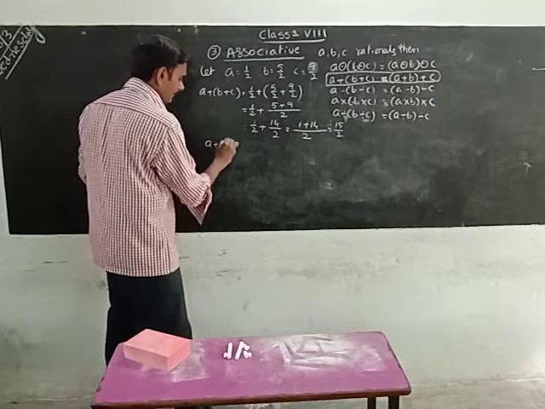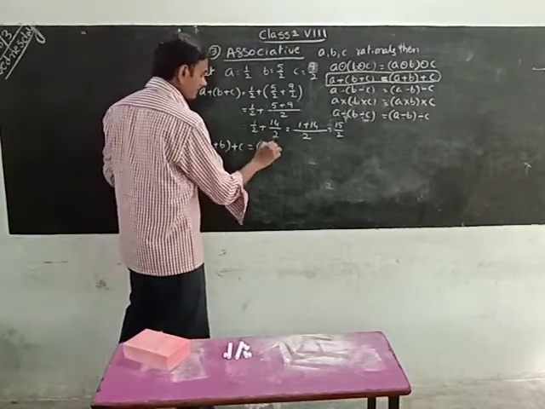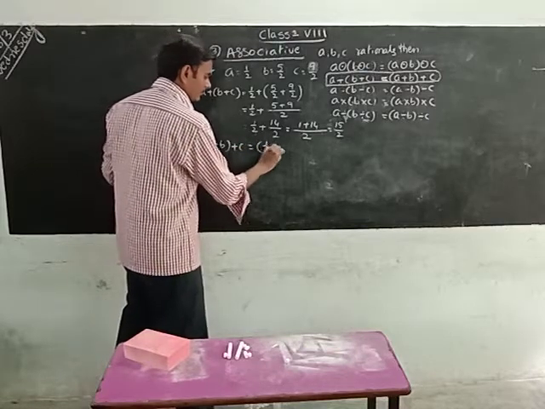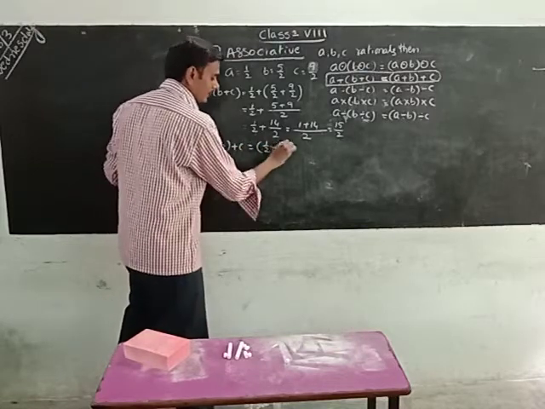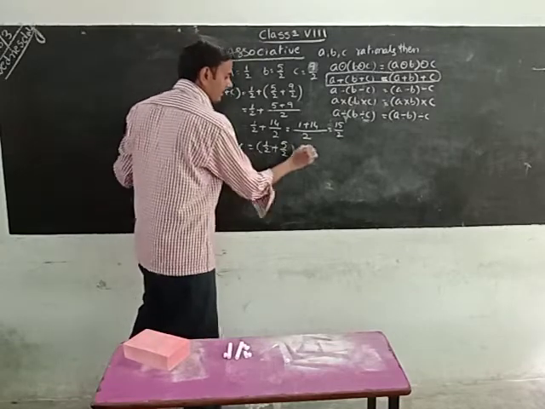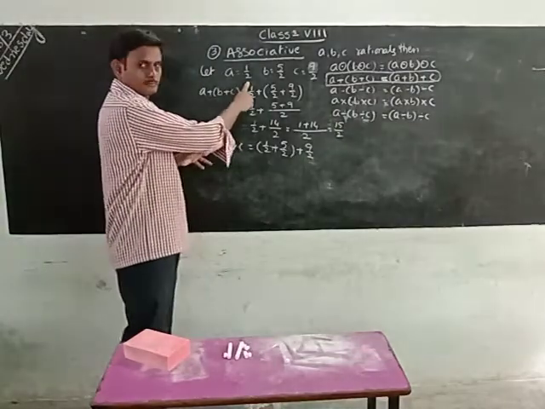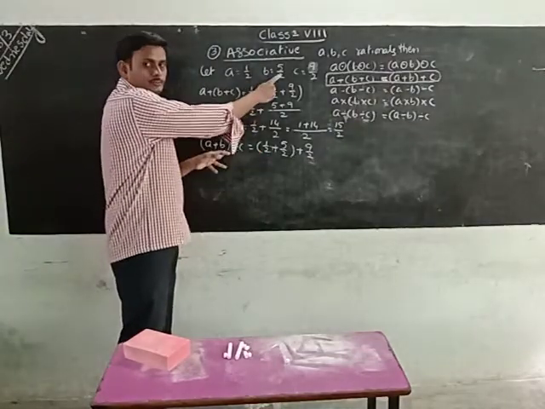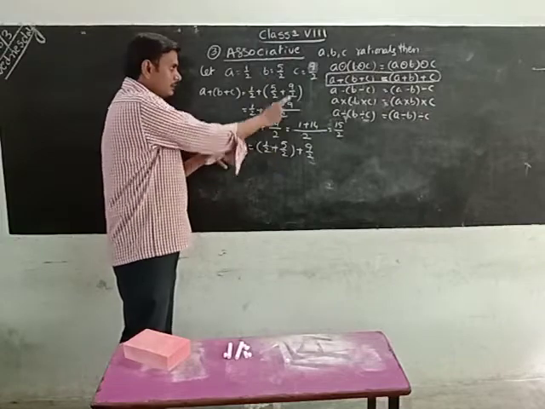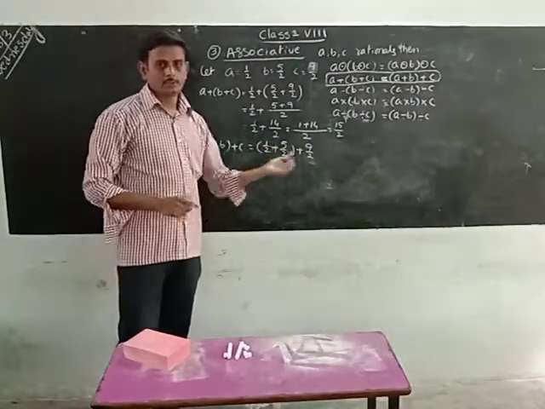A plus (B plus C). A value 1 by 2, B value 5 by 2 plus C value 9 by 2. Just replace the values: A value 1 by 2, B value 5 by 2, C value 9 by 2.